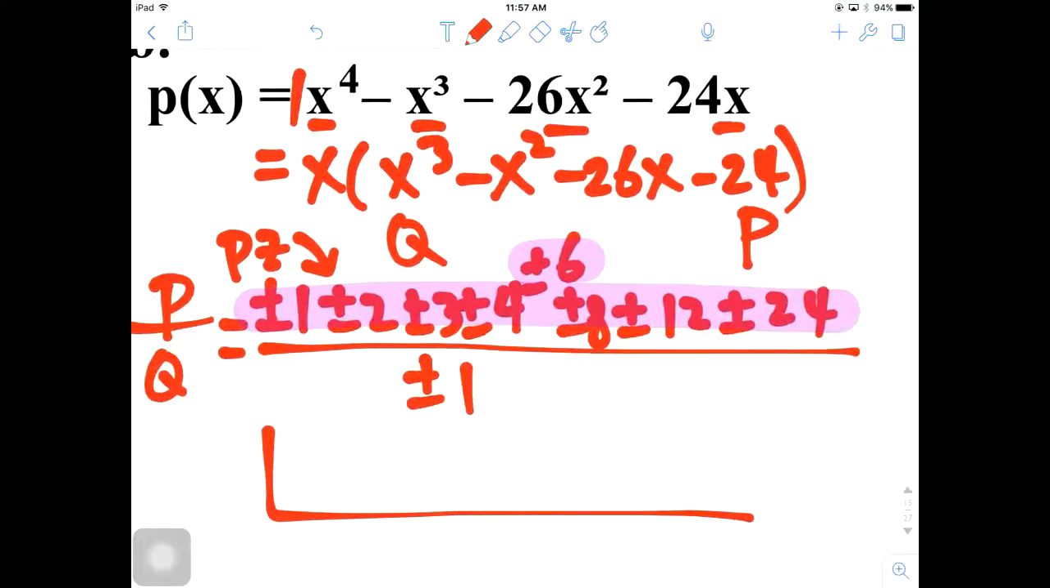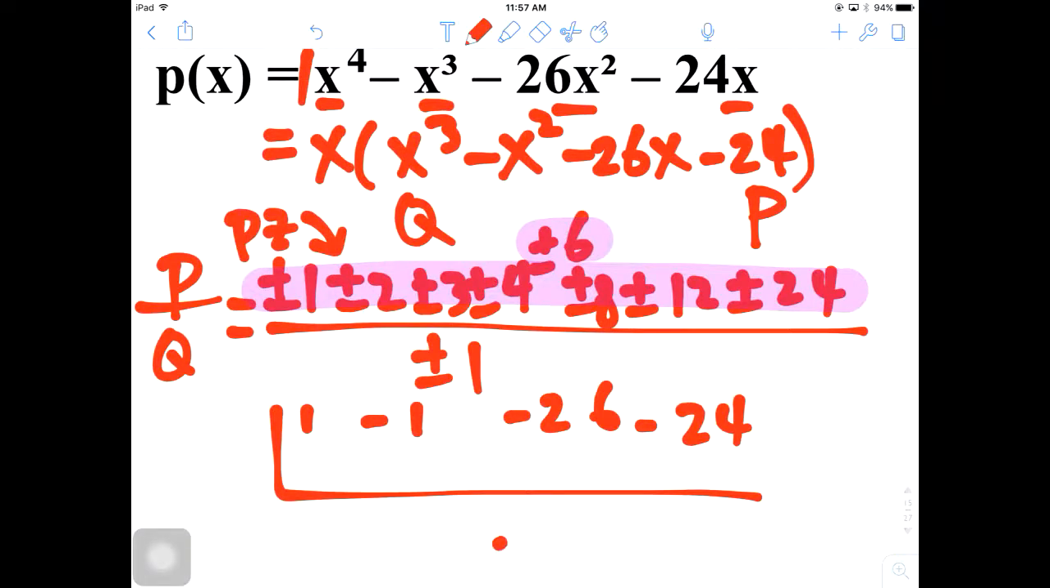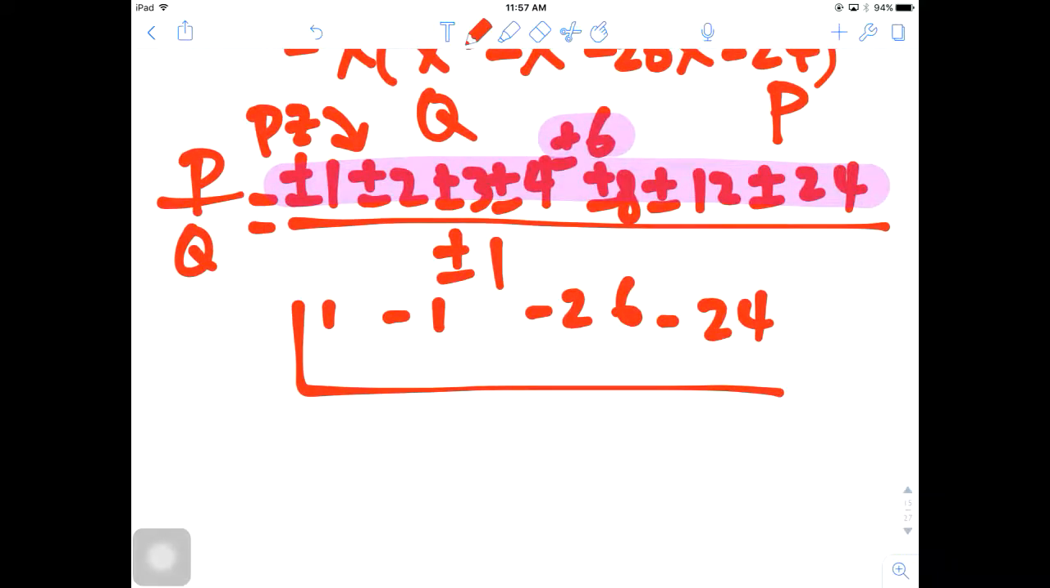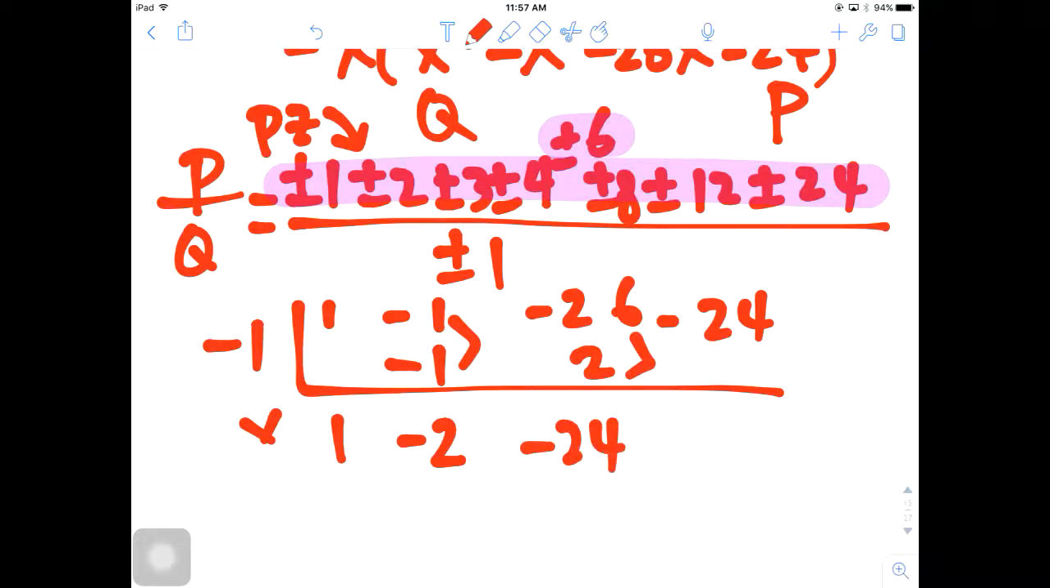We're going to test by bringing the coefficients down so we can use synthetic division. So those are the coefficients, and this should be a negative 24. We're going to try the first number, negative 1. Bring down the 1 and multiply. We combine that to be negative 2. Negative 2 times negative 1 is 2. Combining it, negative 24 plus 24 gives us a 0. And yay, we have a 0.